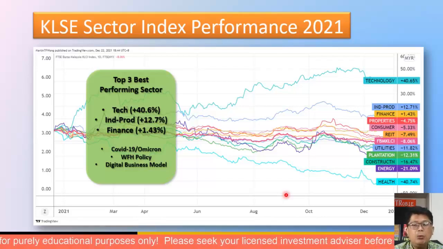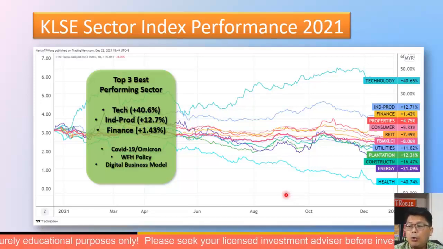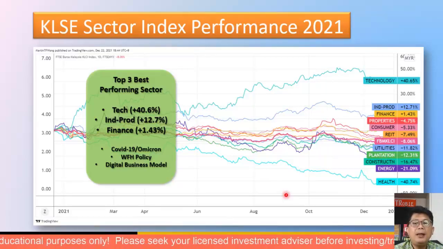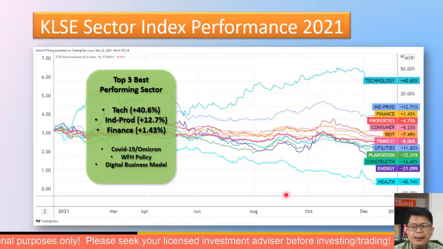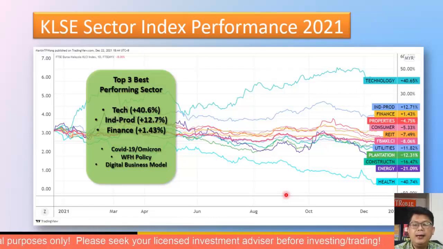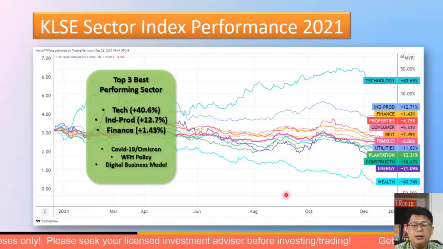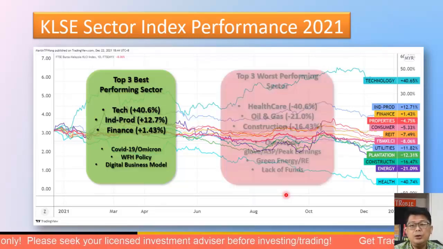And the best performing were also because of the COVID-19 and continuation of our COVID into year 2022, with Omicron. Then we have the work from home policies, and also many of the digital business models like e-commerce, Zoom, right, the e-payment, many things we have to do digitally. So those business models who were able to adapt the fastest were the ones doing much better, and that's why technology did so.